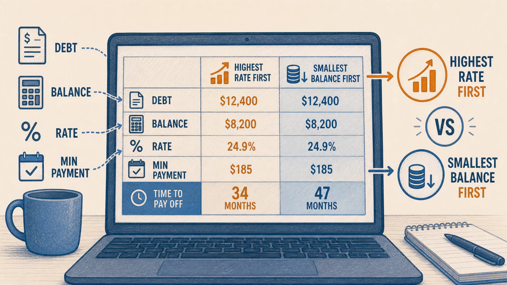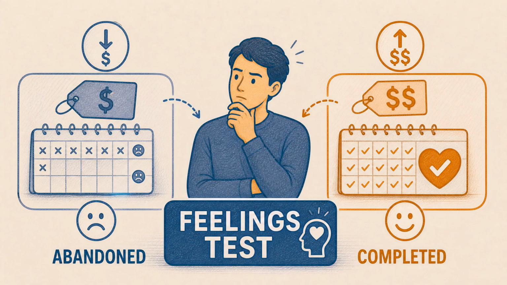A useful way to compare methods is to run the numbers. Write each debt, balance, rate, and minimum payment. Then test what happens if your extra payment goes to the highest rate first versus the smallest balance first. Then run the feelings test. Ask which plan you are more likely to follow for months, even when life gets boring or stressful. A slightly cheaper plan that you abandon may be worse than a slightly more expensive plan you actually complete.